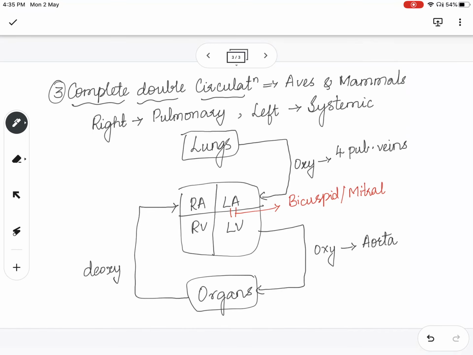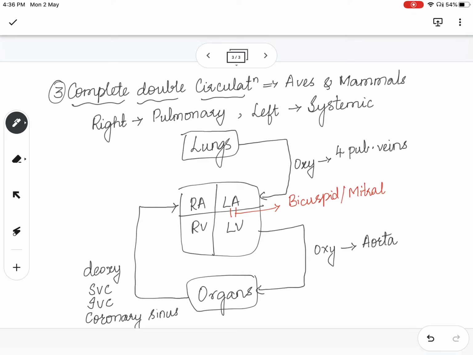Deoxygenation. Okay, now the deoxygenated blood is sent to the right auricle. The right atrium is going to receive it through the superior vena cava and inferior vena cava. And there is another one also, I'll be dealing with it in one of the videos, that is called the coronary sinus.